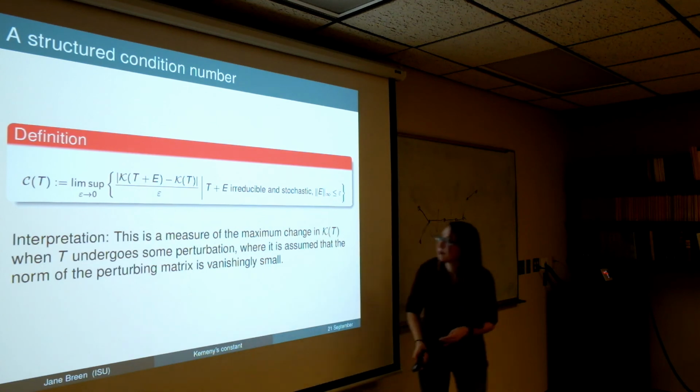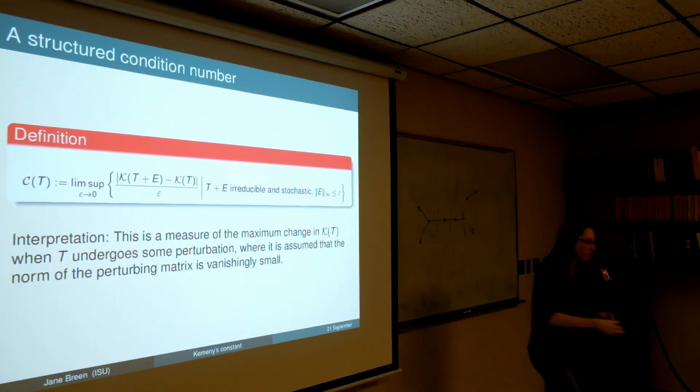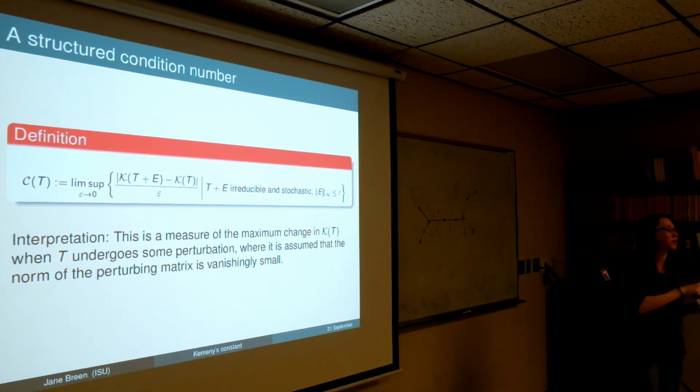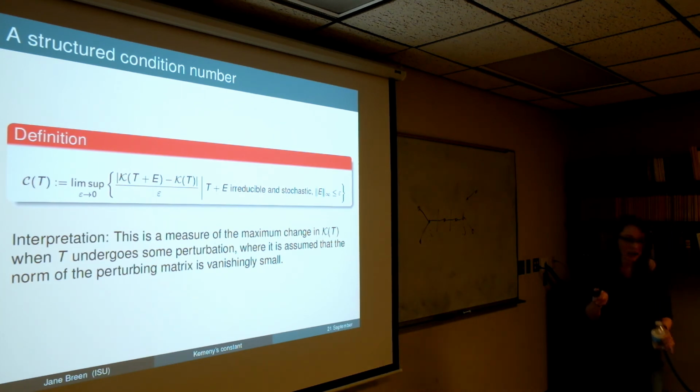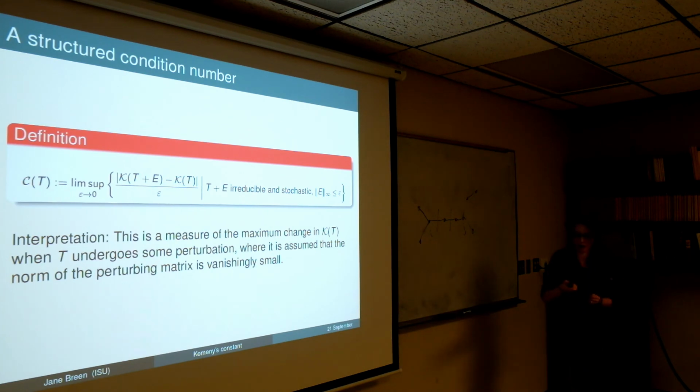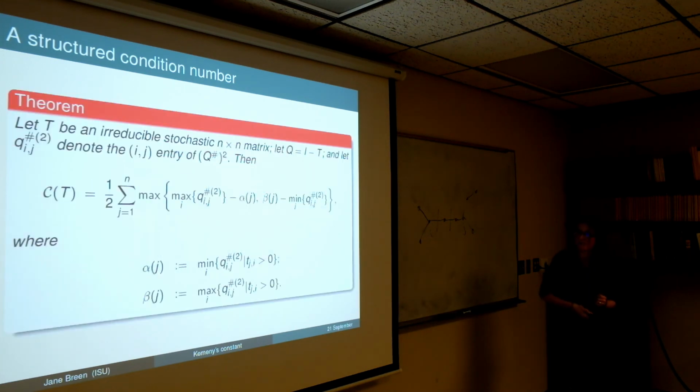Okay, so it's kind of a measure of the biggest change I could have in Kemeny's constant, where I'm assuming that my norm is small, which is still pretty good in practice. Like, in practice, this gives us a reasonable amount of information to work with.